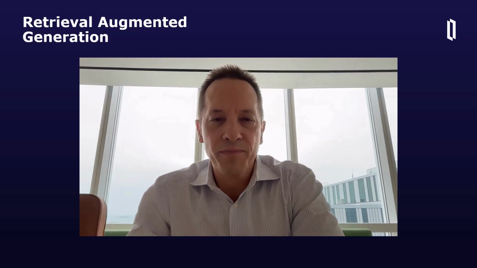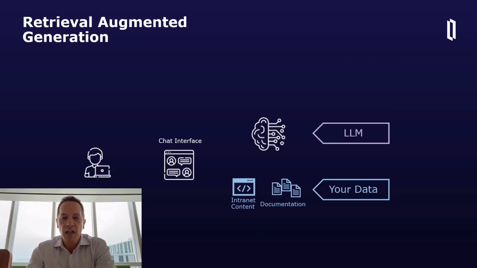So how does it all work? You can see here you've got several components. You've got your chat interface. This is the application you want to build. You've got a large language model that you're going to feed your data and you want to get answers out of. And you've got a bunch of content. You've got your intranet, maybe some documentation that you want your chatbot, your chat interface, to really be smart about.